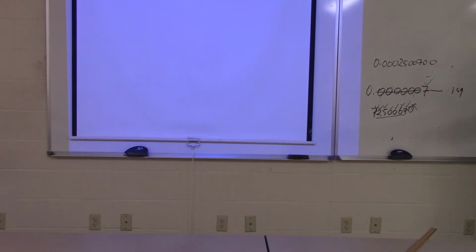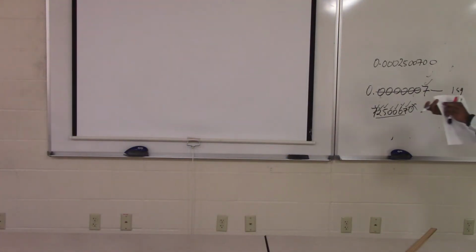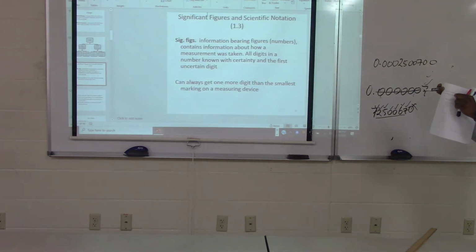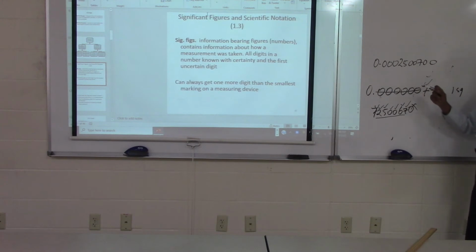Let's see the rules. What does the first rule say? All non-zero digits are significant. So how many non-zero digits are there in this? 3. 1, 2, 3.